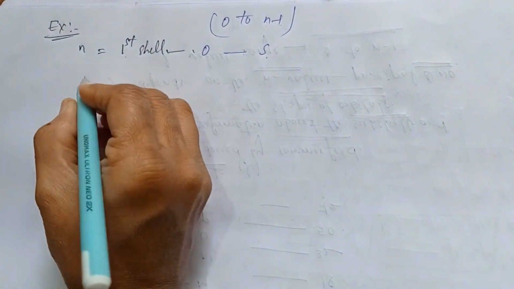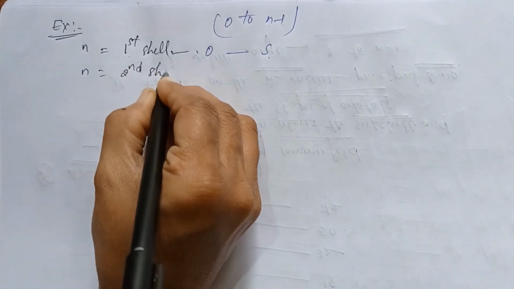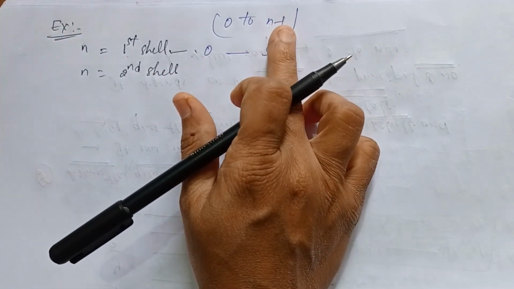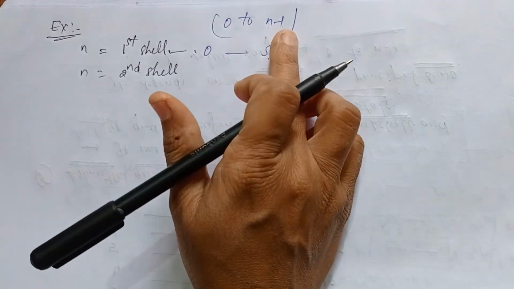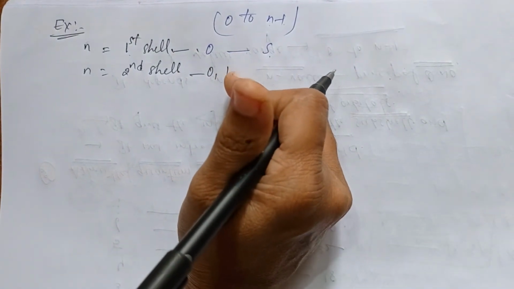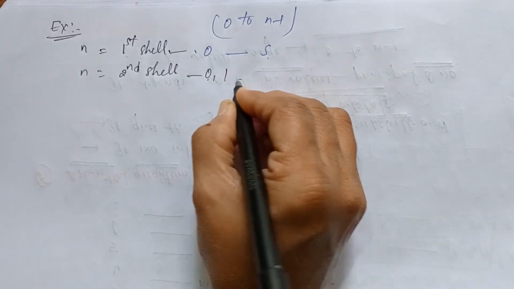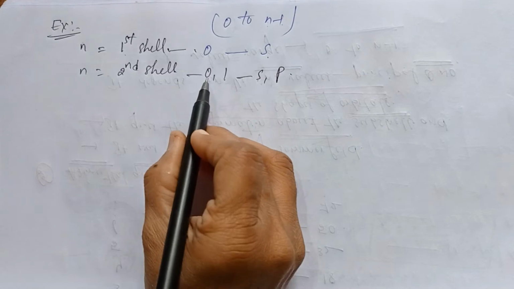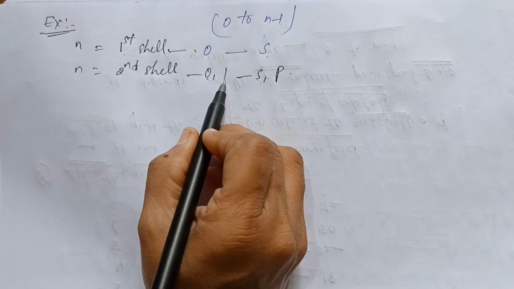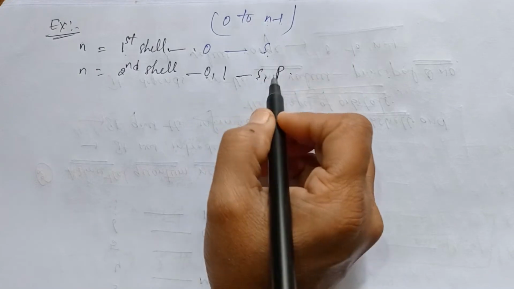Now take n equal to 2, the second shell. Substituting, 2 minus 1 is 1, so the range is 0 to 1. That means we get the values 0 and 1, so 2 subshells. What are the 2 subshells, students? s and p. For the s subshell l is 0, and for the p subshell l is 1.